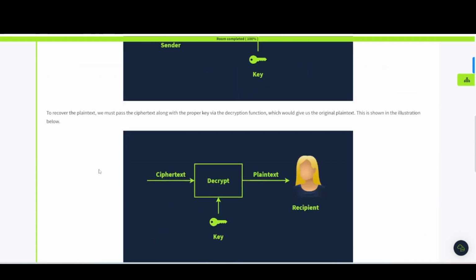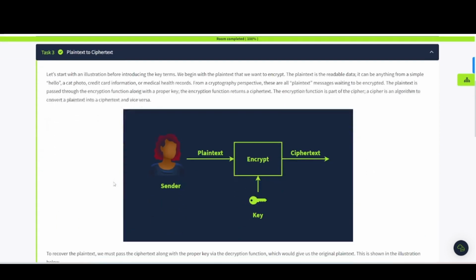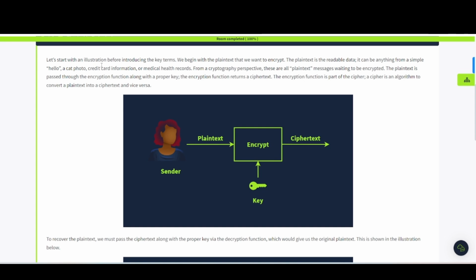Task number 3, plaintext to ciphertext. Let's start with an illusion. Before introducing the key terms, we begin with the plaintext that we want to encrypt. The plaintext is the readable data. It can be anything from a simple hello, a cat photo, credit card information, or medical health records. From a cryptography perspective, these are all plaintext messages waiting to be encrypted.